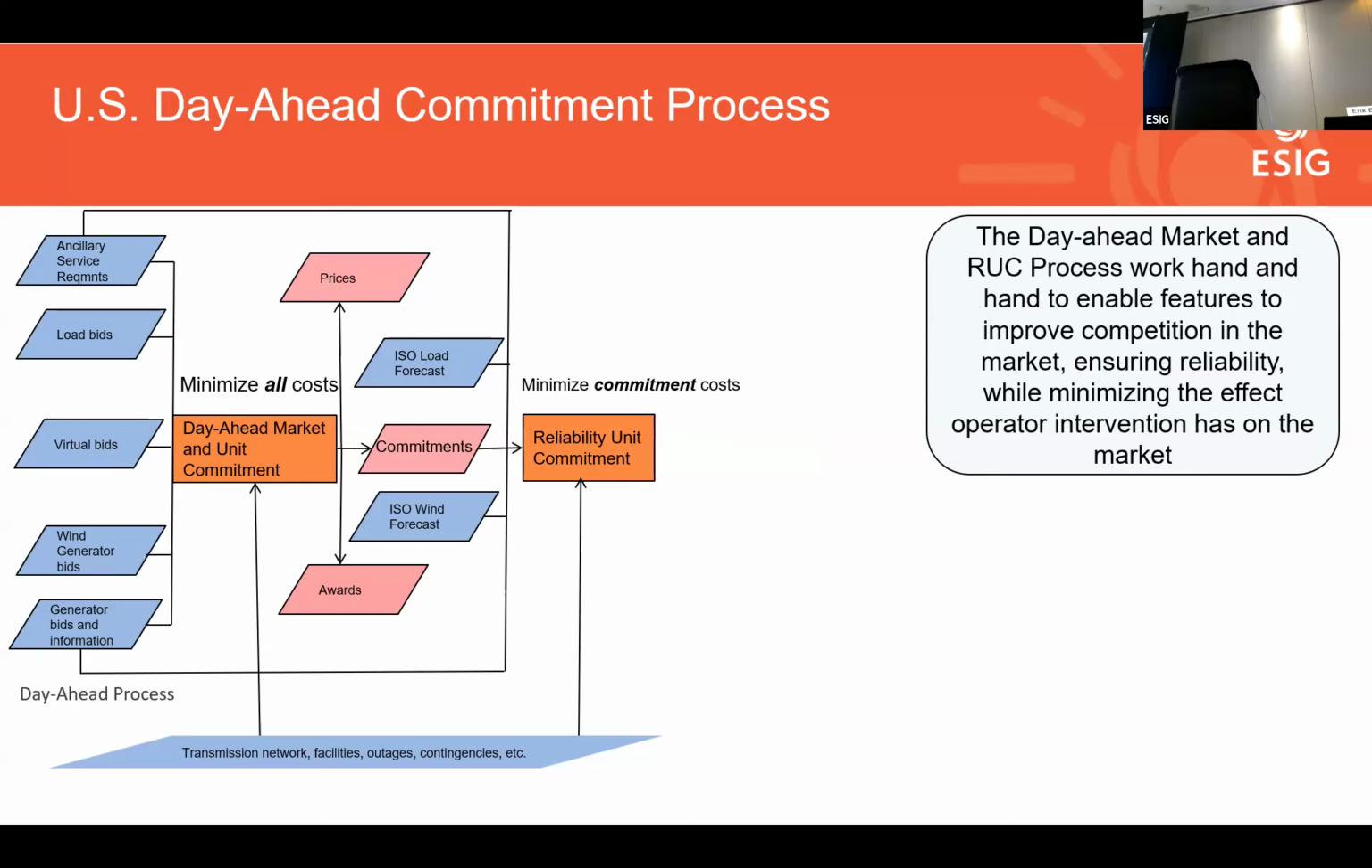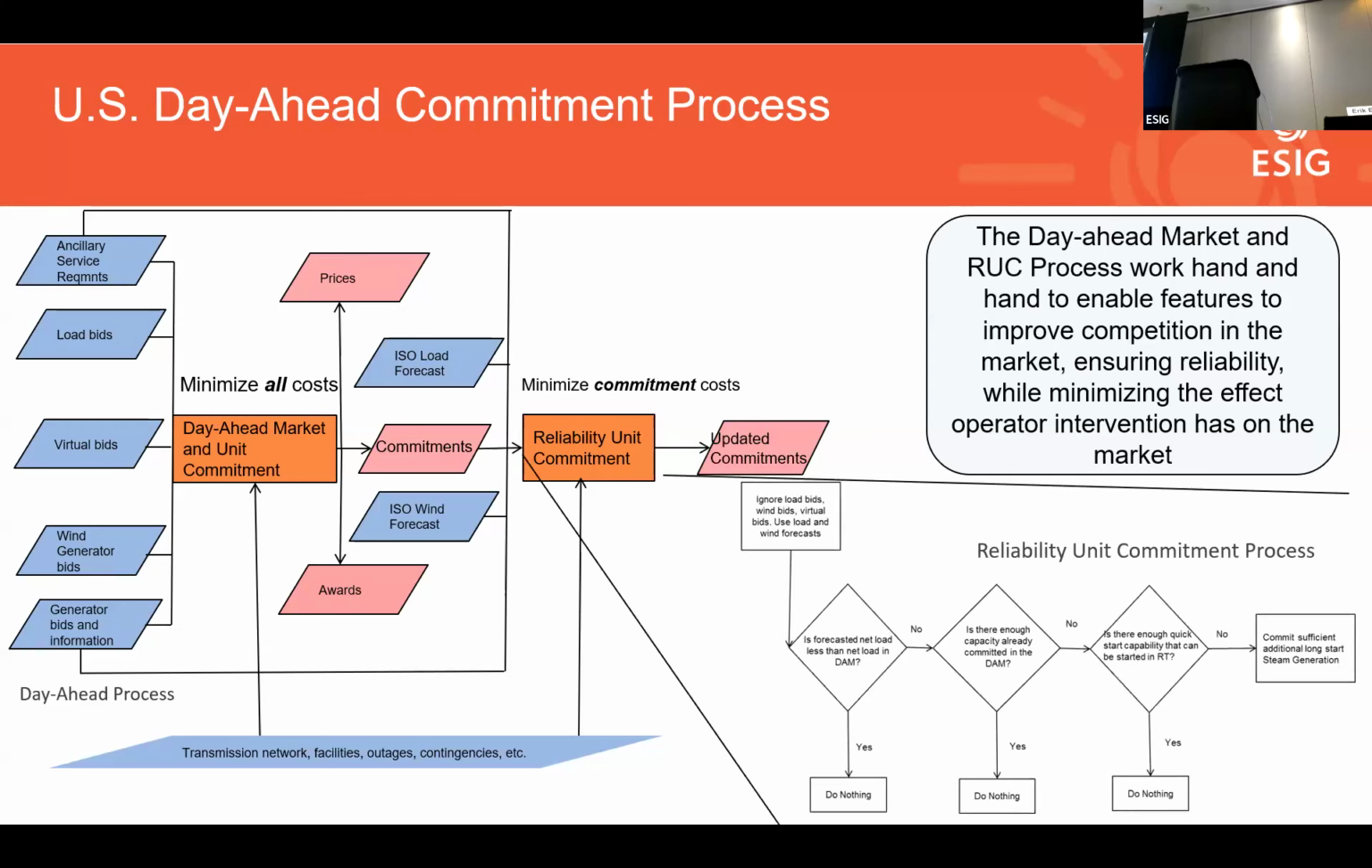Now, this is where it's really important to recognize the value of improved forecasts. There are a couple of steps before there's actually a commitment that takes place. First, is the forecasted load higher than the bid-in load? If the forecast load is not higher than the bid-in load, then nothing needs to happen, assuming transmission constraints don't impact. Is there already enough capacity cleared in the day-ahead market to meet that forecasted condition? If there is, I don't have to do anything.